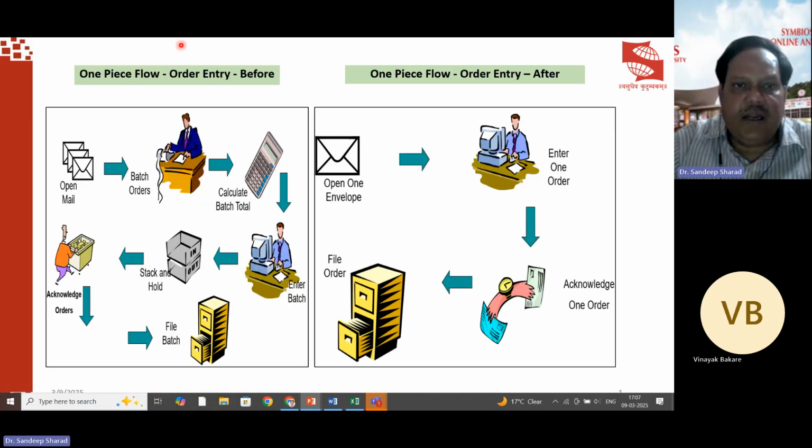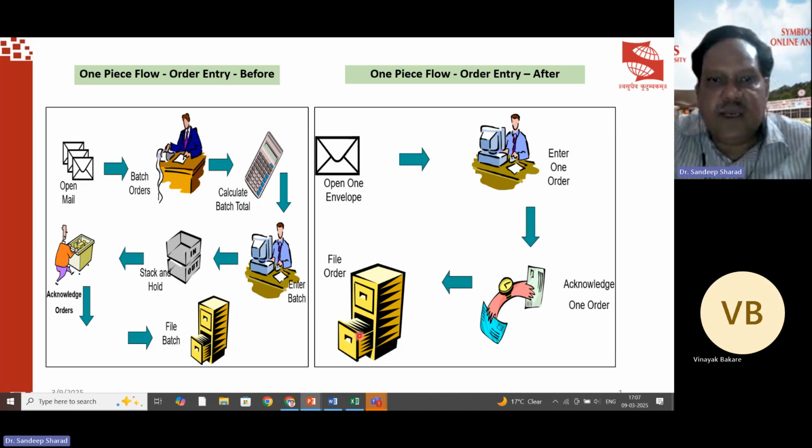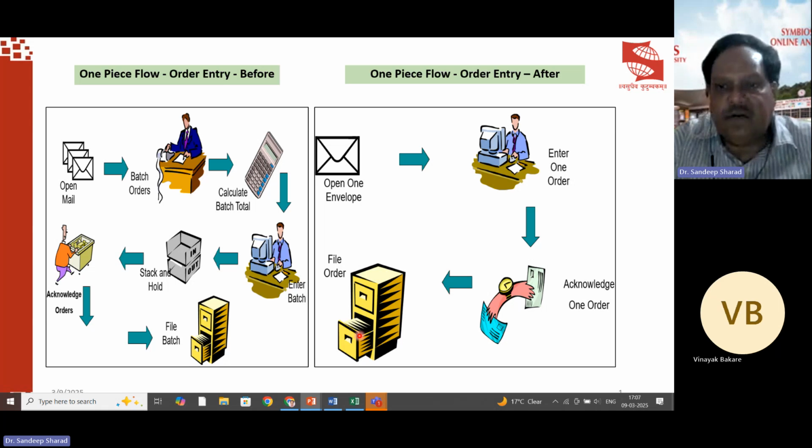One piece flow order entry. Before, the batch process was: open mail, calculate the batch total, enter the batch, stake and hold, acknowledge the order, and file the batch. Now with one piece flow order entry: open the envelope, enter the order, acknowledge the order, and file the order. So this is how we can reduce the total number of activities and non-value-added activities, which can increase your process effectiveness as well as reduce the cycle time.